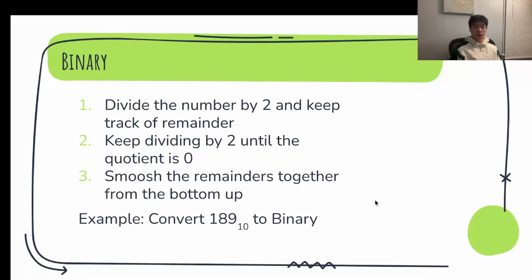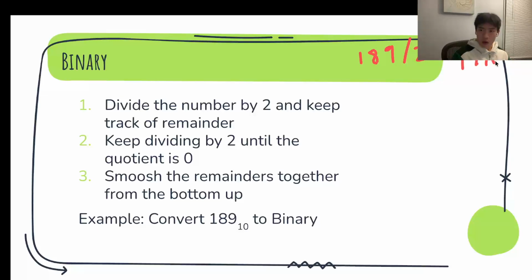In binary, if we're converting a base 10 number to binary, we will divide the number by 2, keep track of the remainder, keep dividing by 2 all the way until the quotient is 0, smush the remainders together, and then you have your answer. Simple as that. Let me show you what I mean with an example. So we will need to convert 189 to binary.